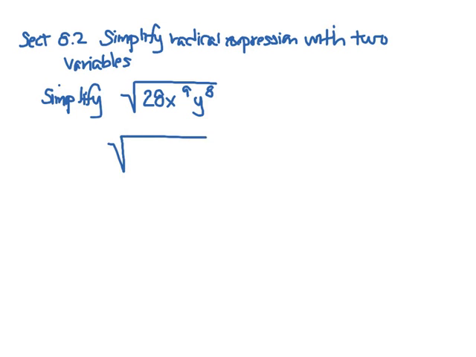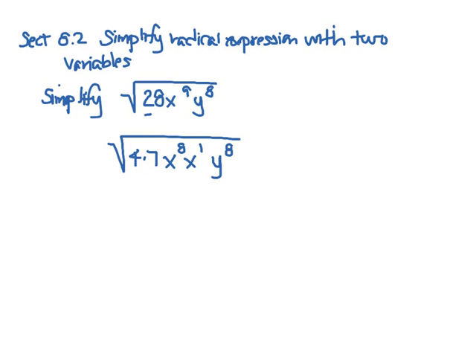rewrite this. Again, if I take a look at 28, I know a perfect square factor is 4 times 7, right? And if I have an odd exponent, I can break that down. I can rewrite that as x to the 8th. So I take my exponent minus 1 times x to the 1, right? So that's x to the 9th. And then my y to the 8th is already a perfect square because it's an even exponent, right? So I'm just going to leave that as y to the 8th.